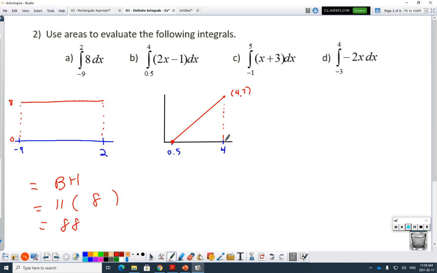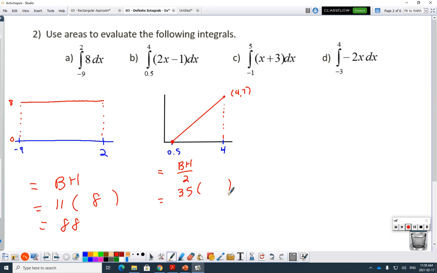What shape is this? It's a triangle, yeah? So, another nice, easy integral. We want base times height over 2. What's the base? I can see the base is 3.5. Are you okay with 3.5? I don't have to do b minus a anymore. 3.5.